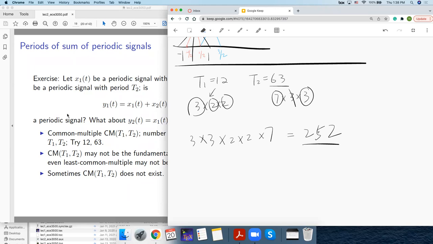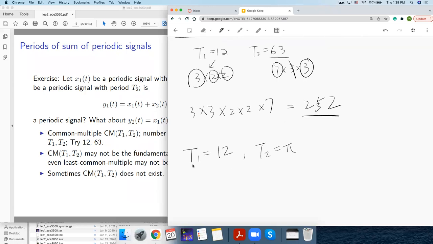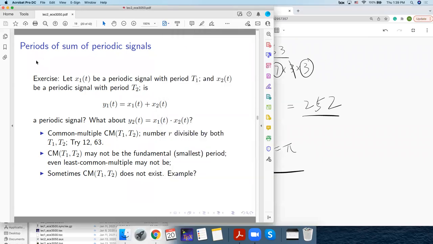But this may not exist in general. For example, in particular, if one of the periods is an irrational number, if T1 is a rational number, T2 is pi, then you can never find a common multiple because pi is irrational. And in this case, if you sum up these two signals, it will not be periodic. Okay, so this is one counter example.